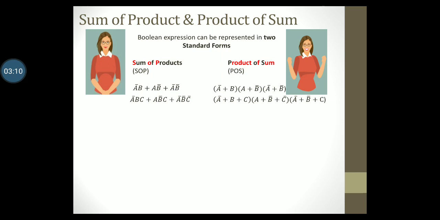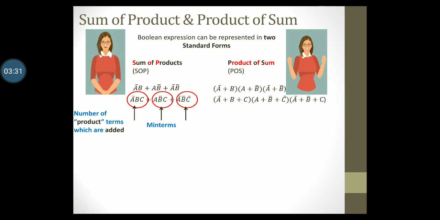The SOP expression is made up of a number of product terms which are added. That is why the term sum of products. If you consider the last equation, these are the product terms, and they are called Minterms.